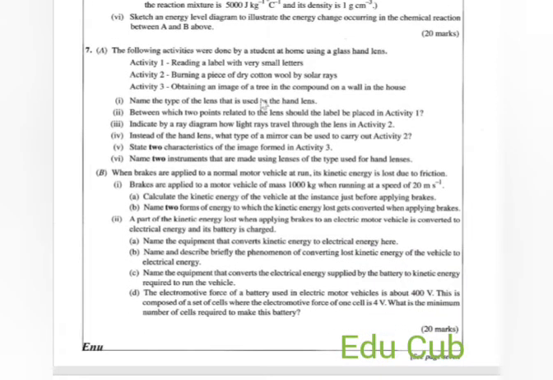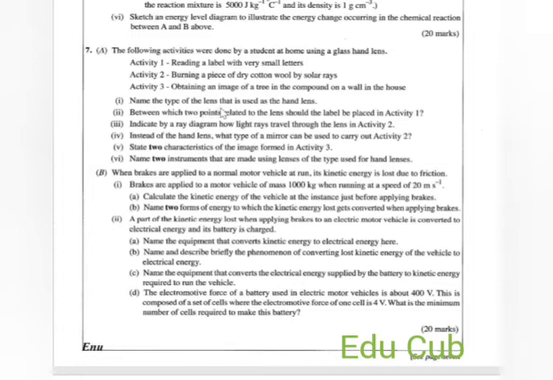Seventh question. The following activities were done by a student at home using a glass and hand lens. Activity 1, read a label with small letters. Activity 2, burn a piece of dry cotton wool by solar rays. Activity 3, obtaining an image of a tree in the compound on the wall of the house.